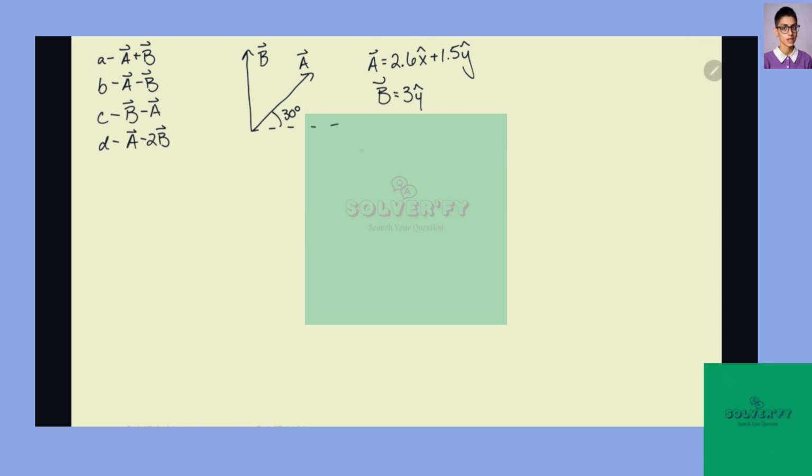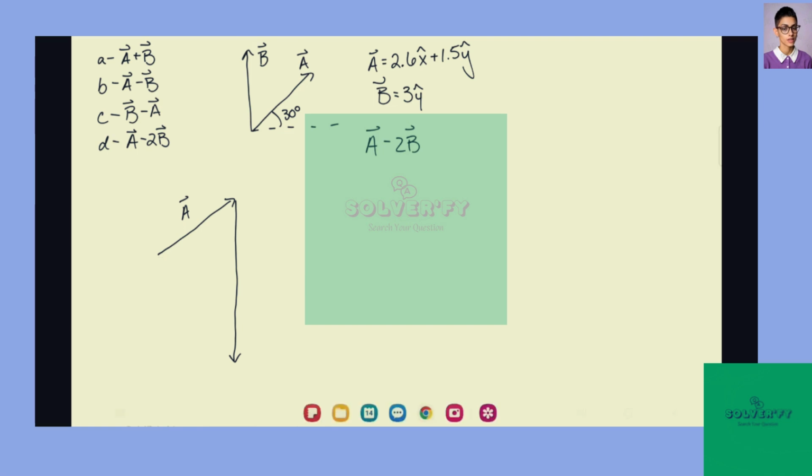So for part D, we have A minus 2B. Now when we multiply by a constant, all that does is double the magnitude of that vector. It doesn't change the direction of it. So if we were to do this graphically, it's going to be pretty similar to what we did for A minus B, where we start with A like this, and then minus 2B. We're going to take this B and flip its direction. So instead of pointing up, it's going to be pointing down, and we're going to double its length. So it's going to look something like this.